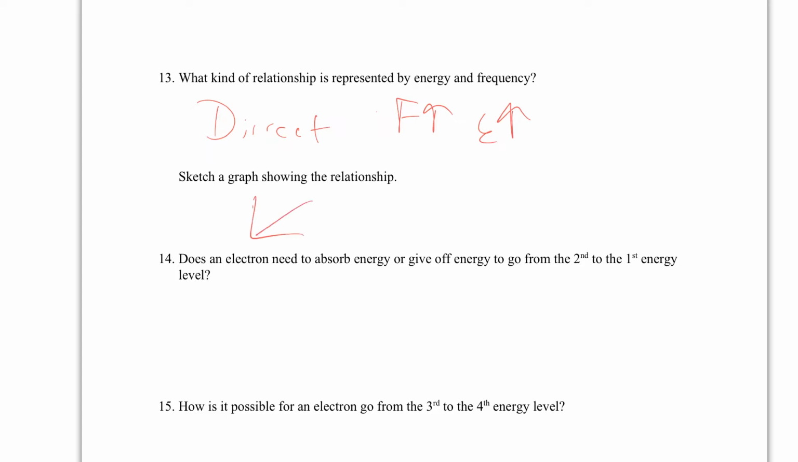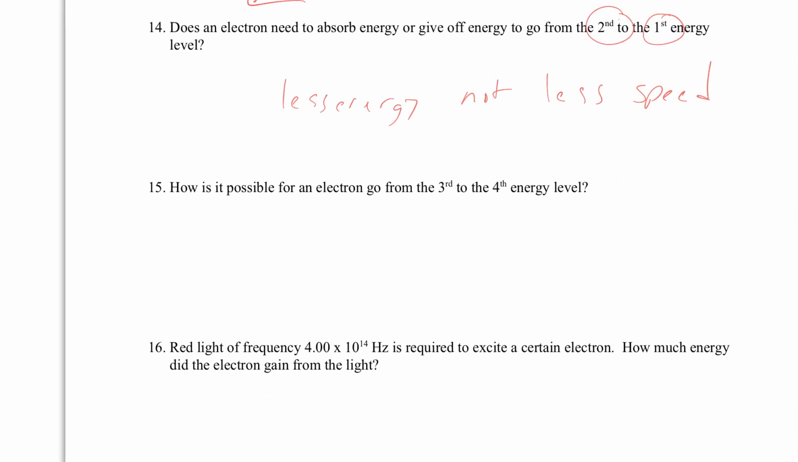Does an electron need to absorb energy or give off to go from the first to the second energy level? Well, we're being promoted, or to go from the second to the first, sorry. So in order to go from the second to the first, it would need less energy, not less speed, because it's moving in closer by the nucleus. How is it possible for the energy to go from third to fourth? So if we're promoting it, it needs more energy, which is different. It is not more speed, which is what we always think.